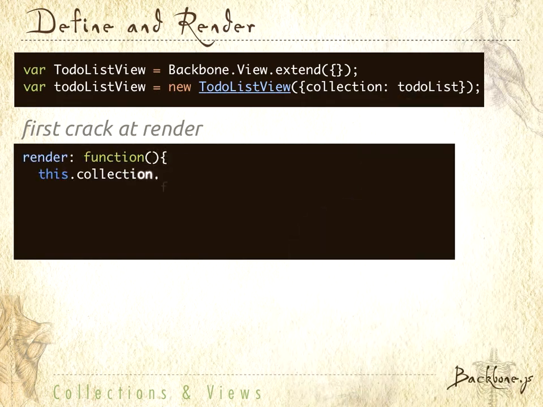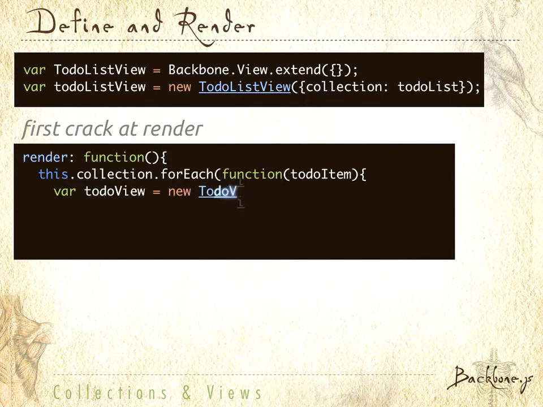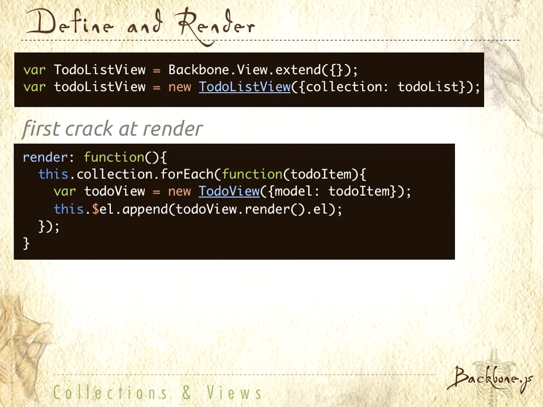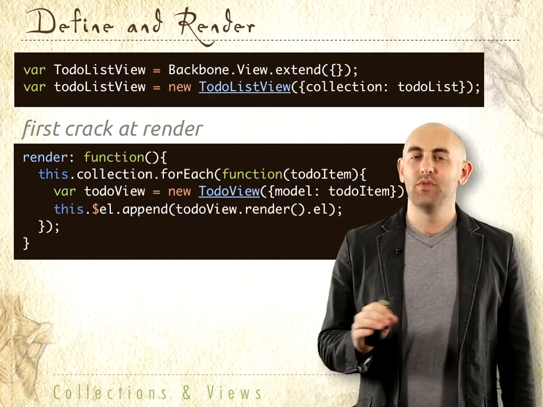So we have our collection in render, and we want to go through each model in the collection, and we're going to use forEach for that. Inside of our forEach loop, we're going to create a to-do view for each model, and then we're going to render each to-do view and take that view's element and append it to our collection view's element. There's a problem with this code though.